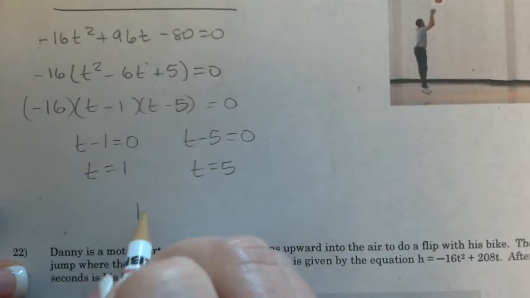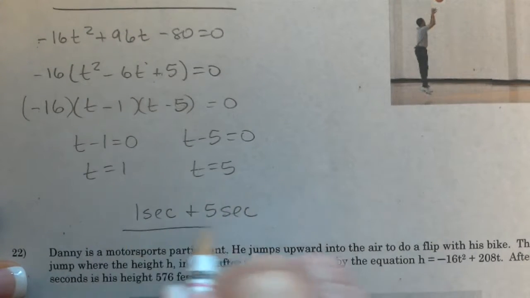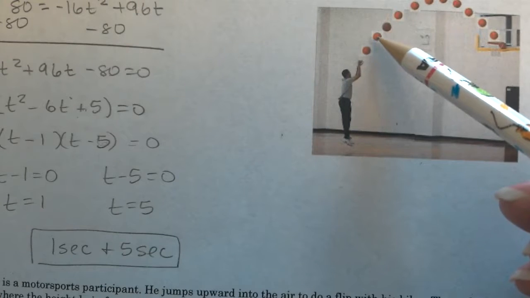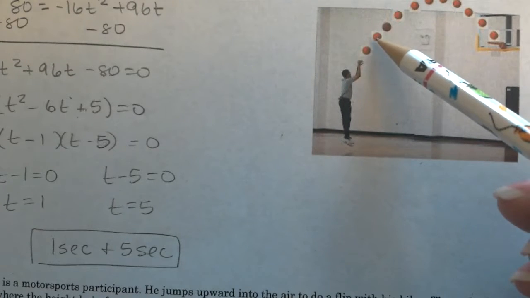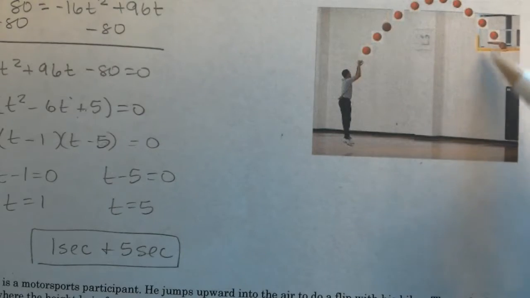So the answer is at 1 second and at 5 seconds is when the height of the basketball will equal 80 inches, okay? So that again, when he first throws it up, right about a second after he throws it up, it's at that height, and then it's going to keep going, and then about 5 seconds later, it's also at the 80 inches of height.